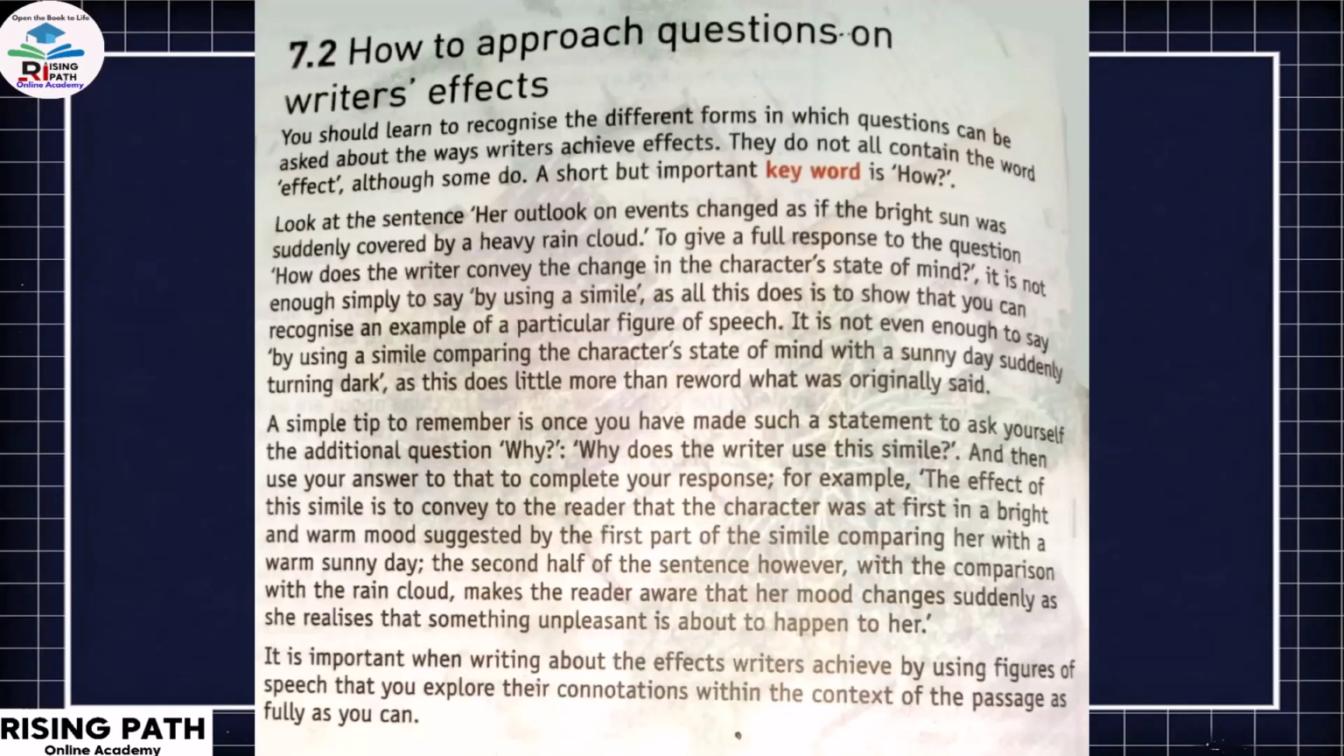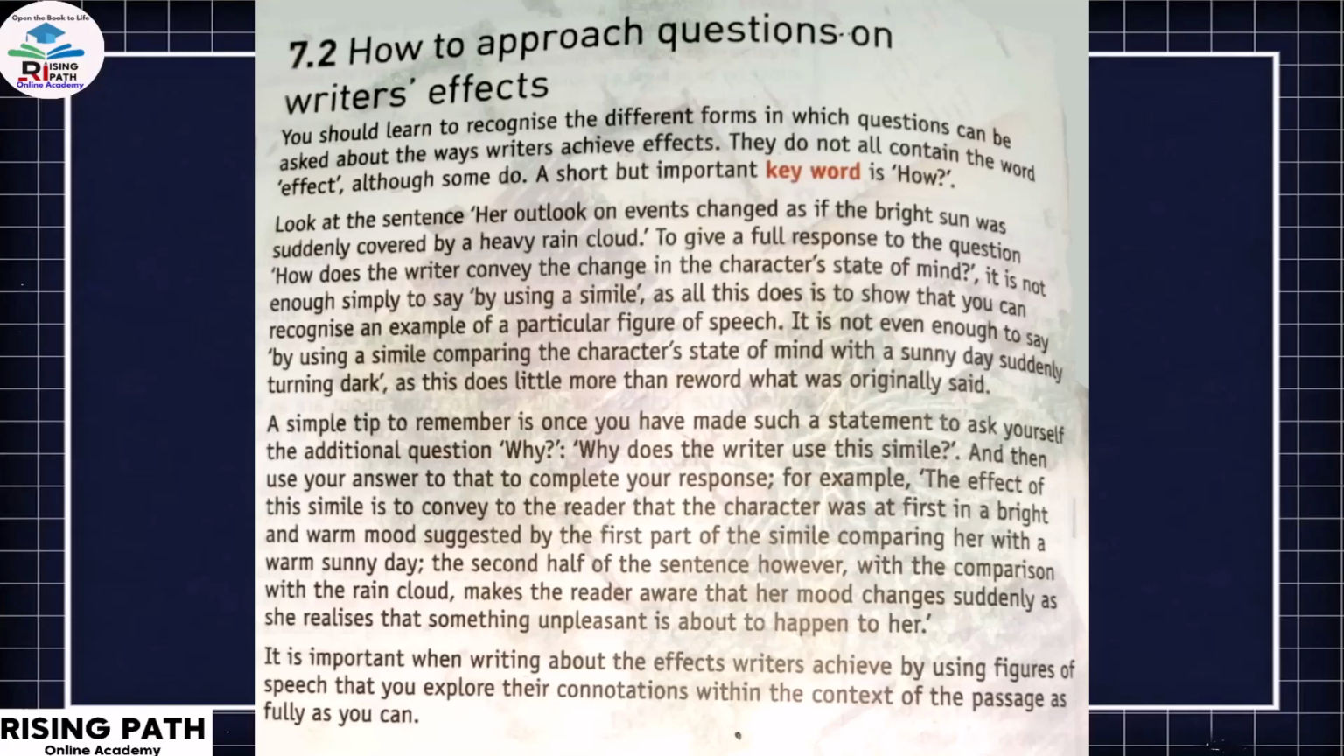You should learn to recognize the different forms in which questions can be asked about the ways writers achieve effects. As we have in the specimen paper, question number 2, we have 4 to 5 styles of language and its effect questions. They do not all contain the word effect, although some do. A short but important keyword is how. Now, for example, it is given in your book also.